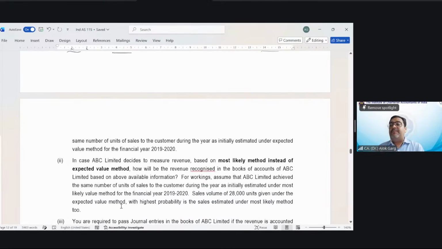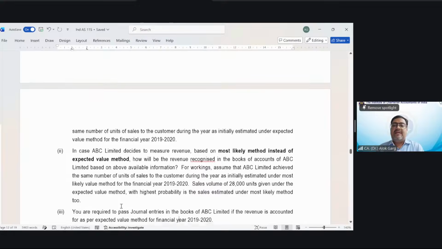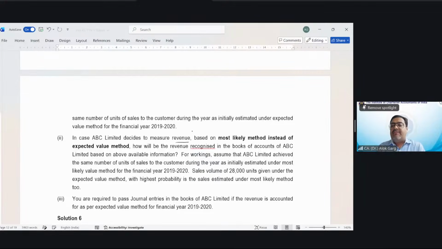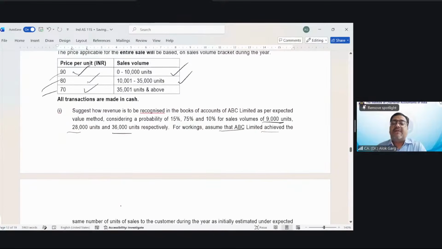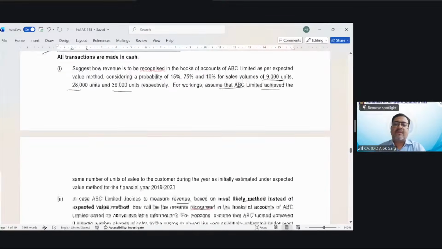Now, the second part they are asking: in case ABC Limited decides to measure revenue based on the most likely method instead of the expected value method. Most likely method means looking at outcomes with chances of more than 50%. So in this case, 75% chances are for 28,000 units, which means there are more chances of getting into the middle category, the 80 rupee applicable category, the one for 10,000 to 35,000 units.